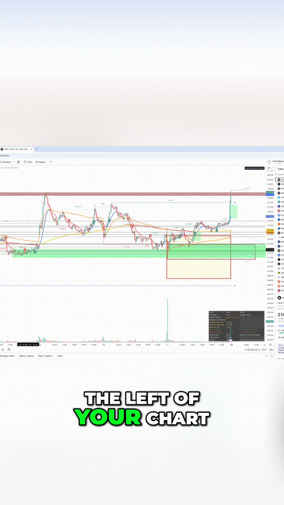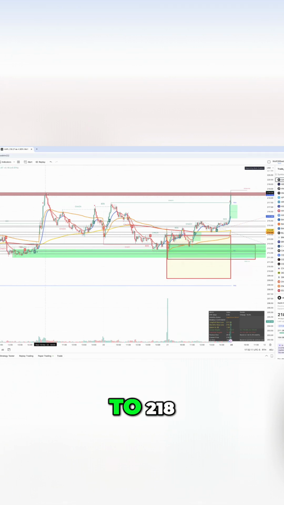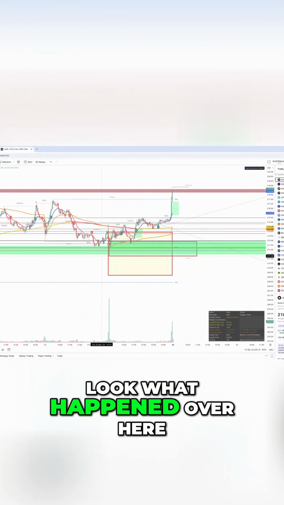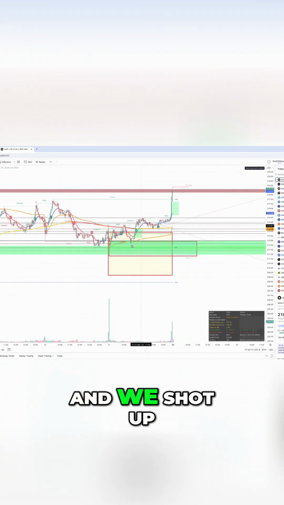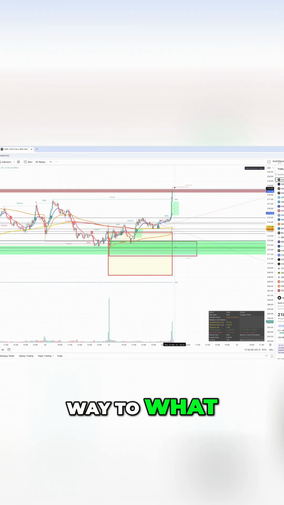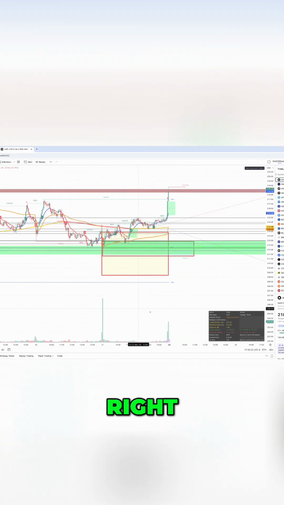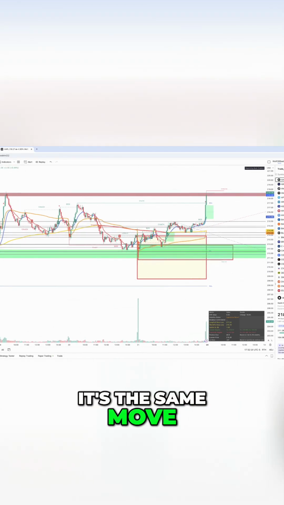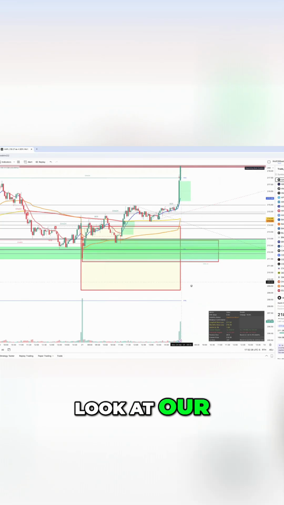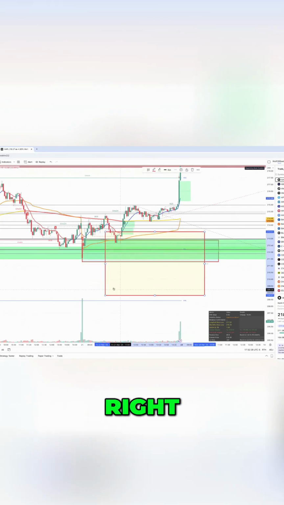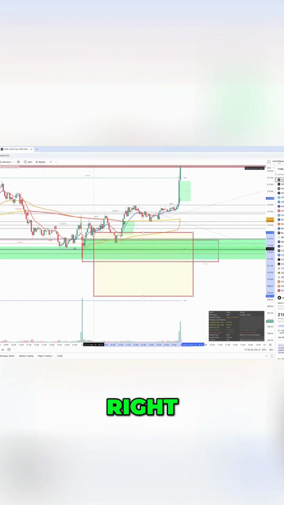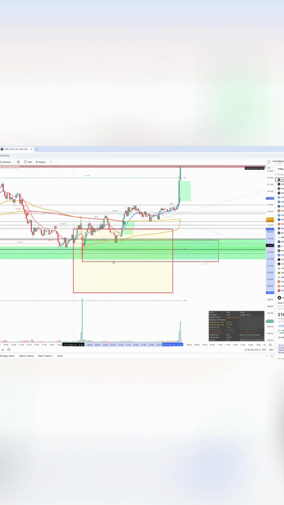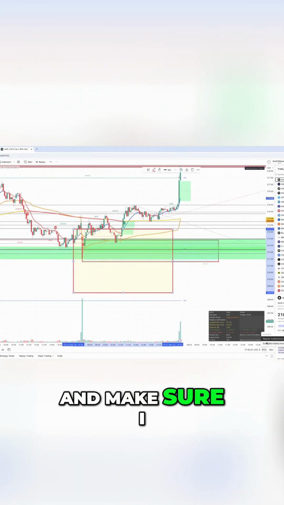If you look to the left of your chart and shot all the way up to 218, look what happened over here. We got a retest of these same stronger order blocks, and we shot up from here all the way to what? 218, right? Rinse and repeated the same move. And so now if we zoom in and look at our ORB settings, right? We got our pre-market high and low here, right? So we'll put this back over. Let me flip back and make sure I didn't move them off.